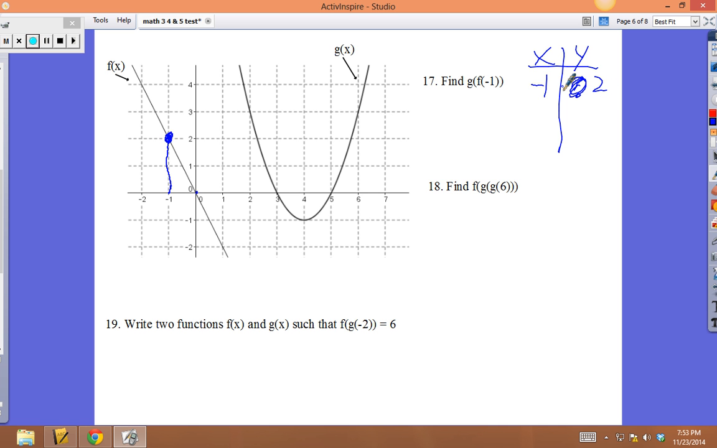Now, take that answer, take 2, and plug it into g. So start back here at 0, 0, go over to 2. That's what you just plugged in. Now touch g. And to touch g, I have to go up 3. That is it. The answer is 3. That's where you end up. 3 is the answer of 2. 2 is the answer of negative 1. Okay, number 18.